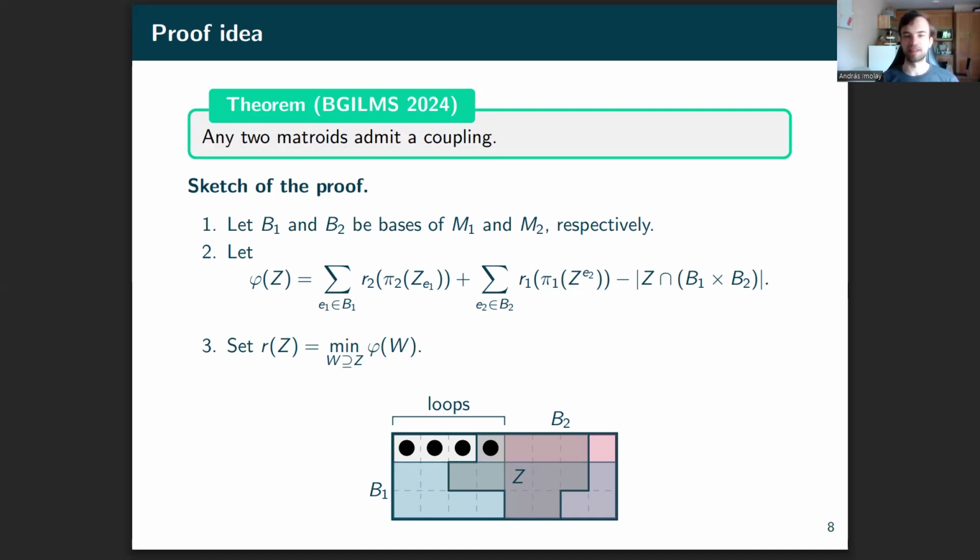It looks like this construction is not canonical, as we had to choose two bases arbitrarily at the beginning. And also, you should somehow expect that if we have loopless matroids, then their coupling should also be loopless. But it turned out that there are not always such couplings, because we proved that if a coupling has no loops, then it is actually a tensor product. So the Vamos matroid and the uniform matroid we've seen earlier, they have no tensor product, but they have coupling, and all of their couplings necessarily have loops.